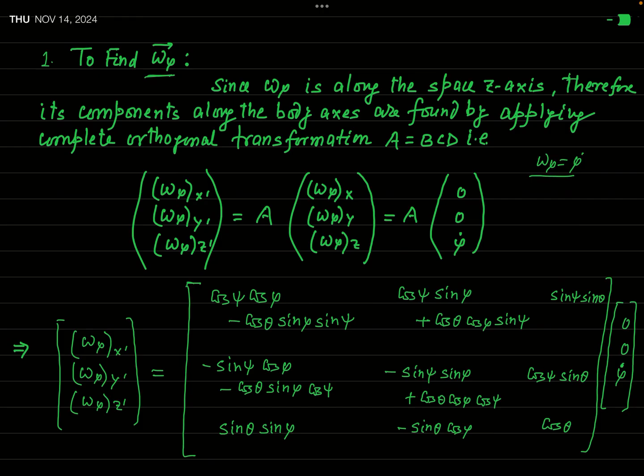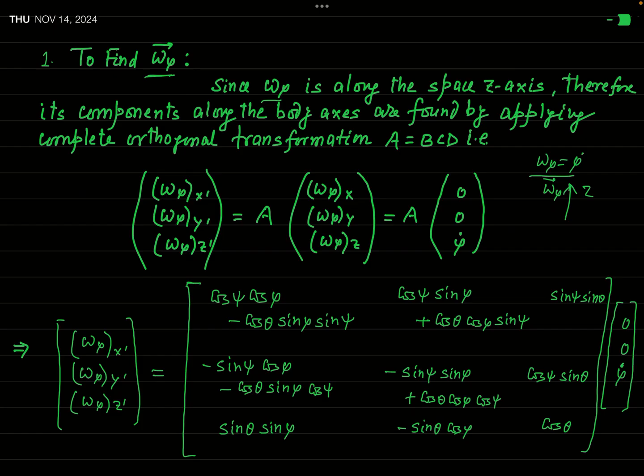So since rotation phi is about the space z axis, omega phi, which is phi dot or d phi by dt, will be along the space z axis. Okay, so omega phi is lying along the space z axis. This is the direction of omega phi.